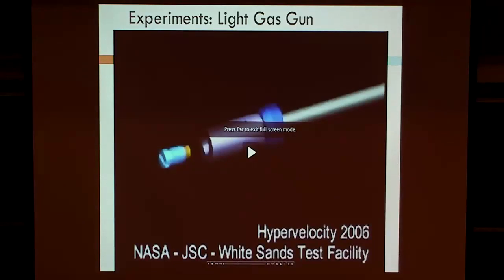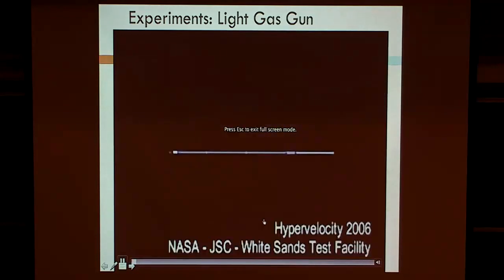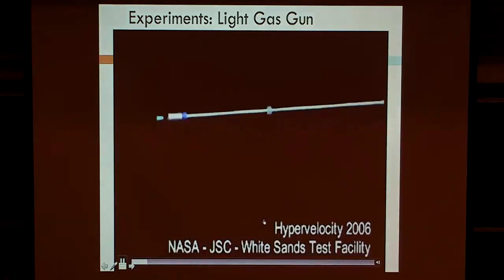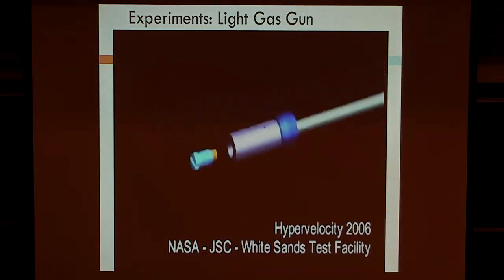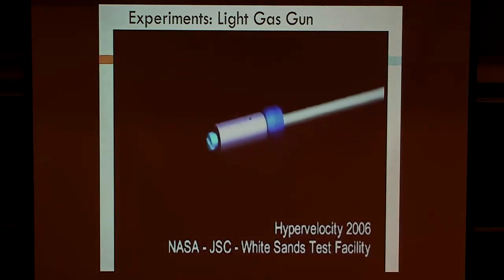All right, here's a nice animation of how a light gas gun works that I lifted from Johnson Space Center. Okay, there's the whole gun. Let's zoom in on the breech. We'll put in a couple kilograms of gunpowder. We'll close the breech, hopefully securely, with a primer charge and a firing pin in there.